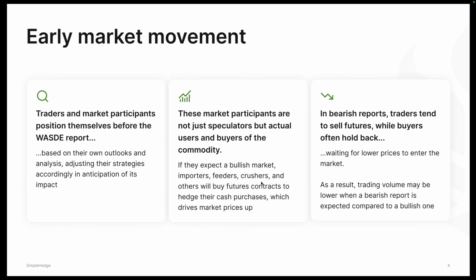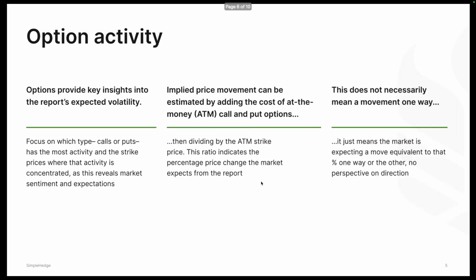So those are some things that are really easy to look at through the futures, that you can identify to start to see which way the market is trending leading up to a WASDE report. The other one is option activity. Options provide key insights into the report's expected volatility. Look at which type of options, calls or puts, are having the most activity and at what strike prices that activity is concentrated. That'll help reveal even more about market sentiment in prices and volatility on those options as well.